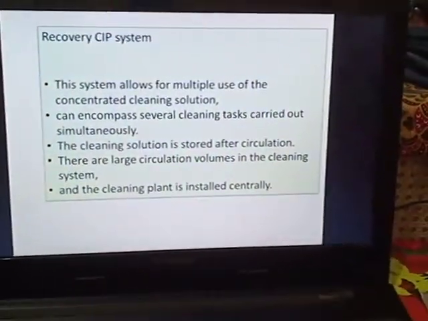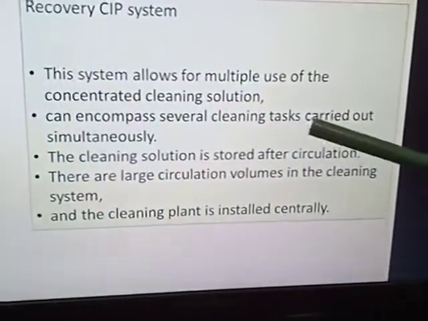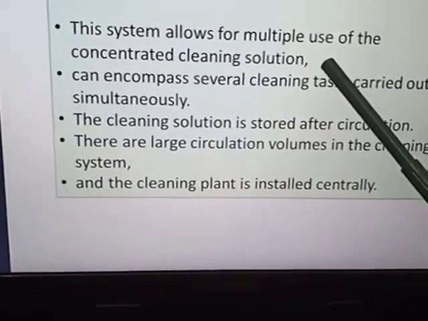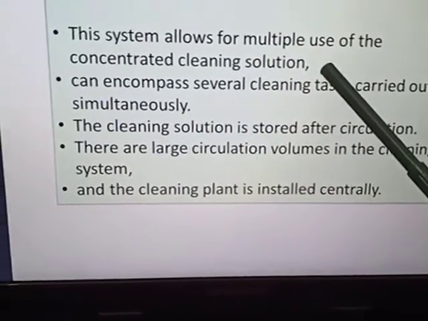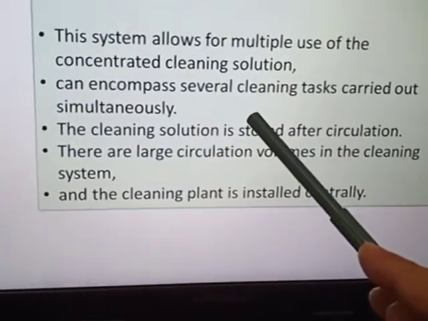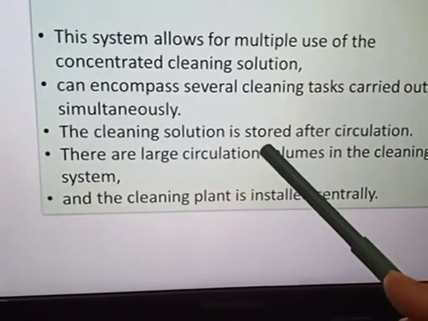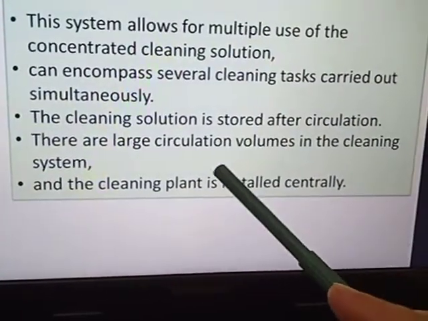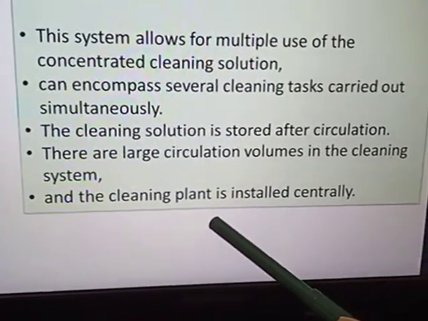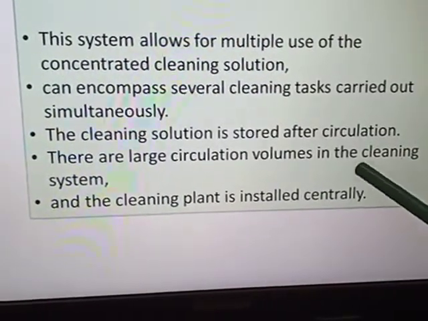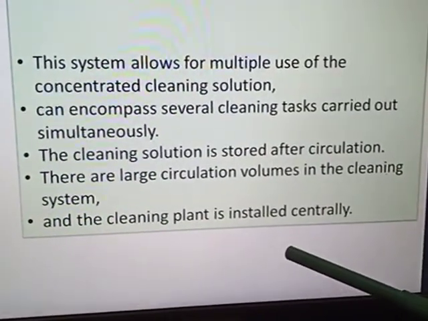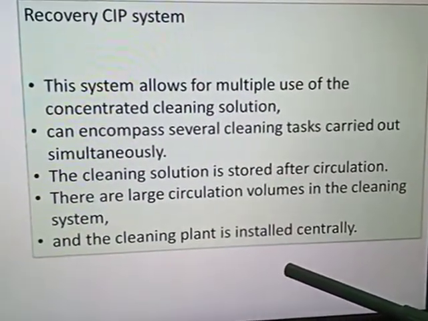Another system is the recovery CIP system. This system allows for multiple use of the concentrated cleaning solution. Why do we want to use it multiple times? Because the cleaning solution is expensive. It can encompass several cleaning tasks carried out simultaneously. The cleaning solution is stored after circulation. There are large circulation volumes in the cleaning system, and the cleaning plant is installed centrally. So you have a central cleaning plant, and then you distribute the cleaning solution to different processing equipment.